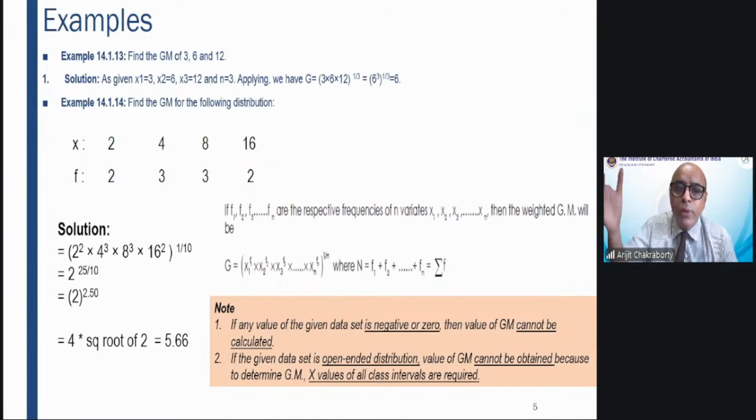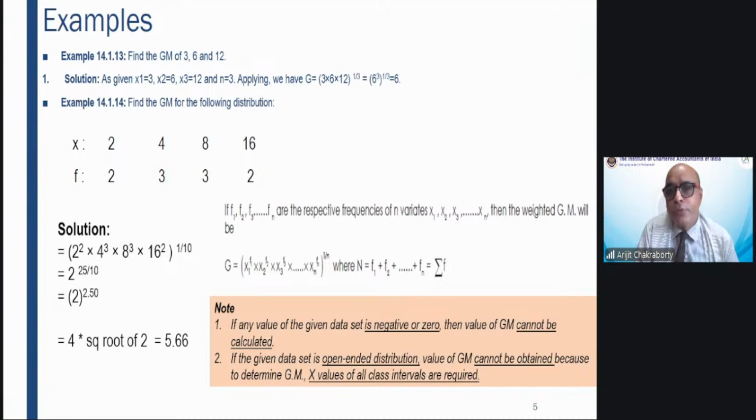In case of arithmetic mean, we add up all the values, then divide it by the number of observations. So please mark my words, we add up all the values given in the particular data set. In geometric mean, what are we doing? We are multiplying all the values which are given, and then we are finding the nth root. That means in both AM, arithmetic mean, as well as geometric mean, we are considering all the values given in the particular data set or in the distribution.